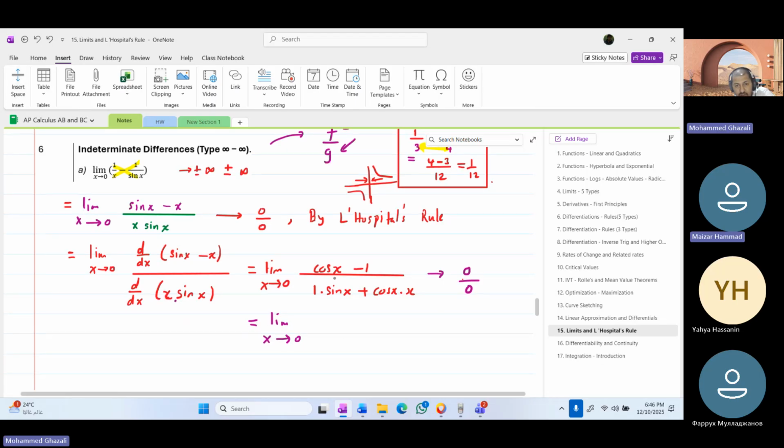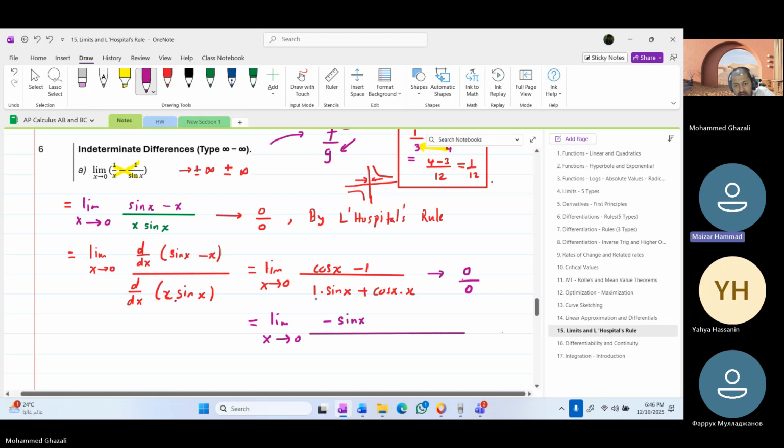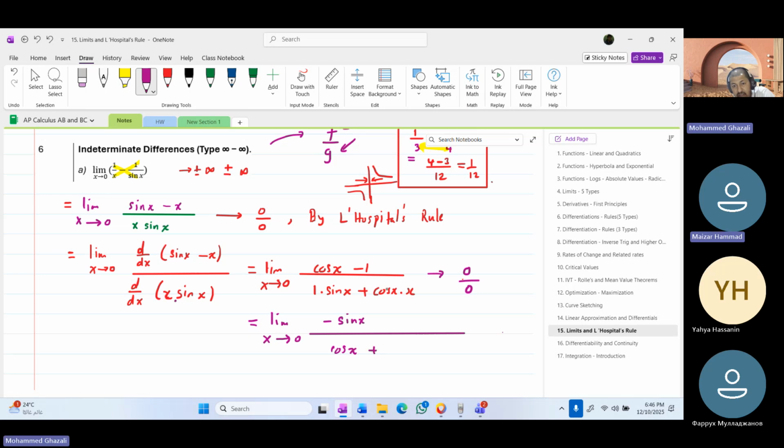So the derivative of cos x minus 1 is negative sine x, minus 1 is out. Over the derivative of sine x, which is cos x, plus, you got a problem here because of the product rule again. Derivative of cos x is negative sine x, times x, plus the derivative of x is 1, times cos x.